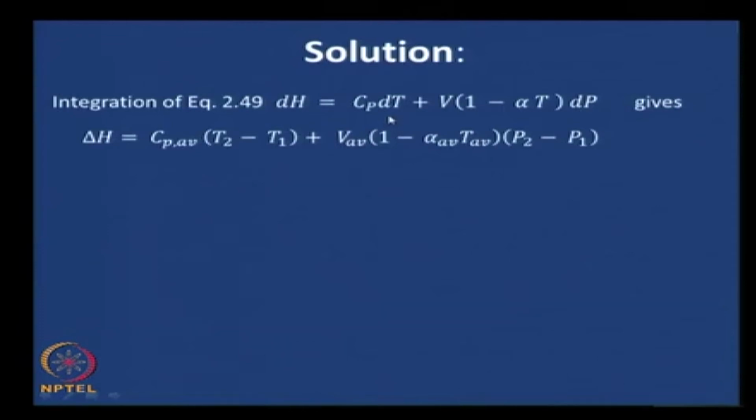Nevertheless, for small changes in temperature, taking Cp to be a constant does not result in a big error. Therefore, we take an average value of Cp between the two temperatures of interest. Here there is only a 20-degree change and we should be fine. Here if you integrate this, this is molar volume, we will again take this to be a constant, it may not be a bad assumption, times 1 minus alpha average T average dP is P2 minus P1.